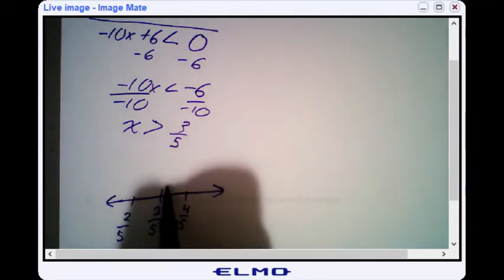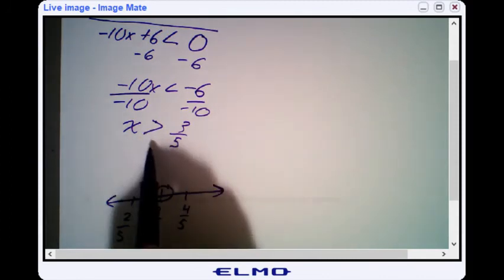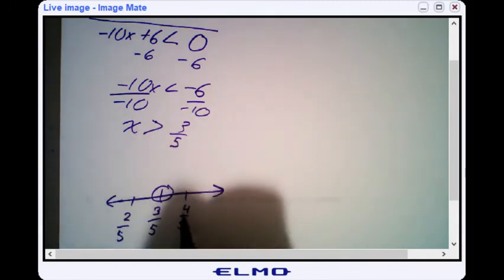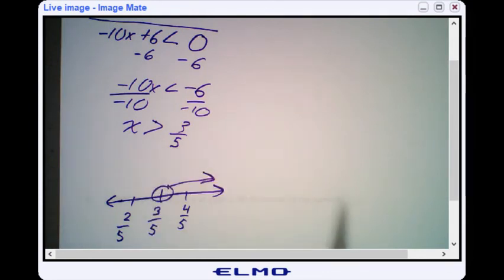My circle is going to be at 3/5. I'm not going to shade it in because x is just greater. Because x is greater, 4/5 is bigger or greater than 3/5. My arrow is going to go towards the right.